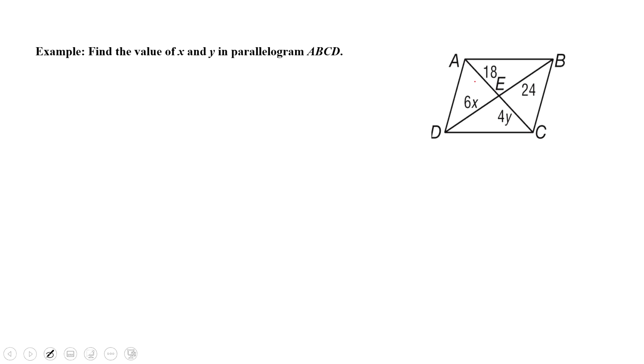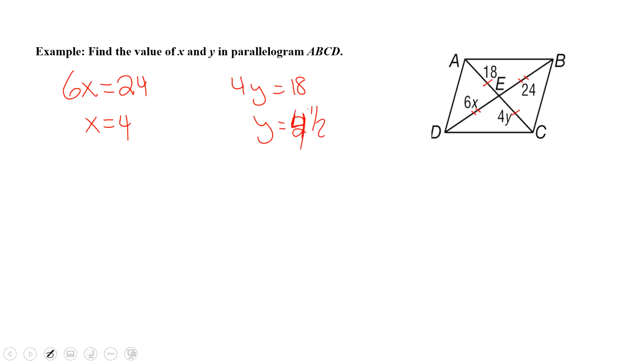The diagonals bisect each other, so this side is congruent to this side. This side is congruent to this side. So when we're solving them up, we just get 6x is going to equal 24. And then 4y is going to equal 18. Here, x equals 4. Here, y equals 4.5. Sorry, 4.5. My bad. 4.5 for y. Does everybody see that? Does that make sense?